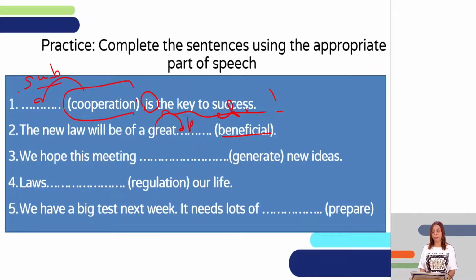We hope this meeting, yes, what is missing here? We need a verb, generate new ideas. Laws regulate our life. So here we need a verb, which is regulate. And we have a big test next week. It needs lots of, so usually after lots of, we need a noun, which is preparation.